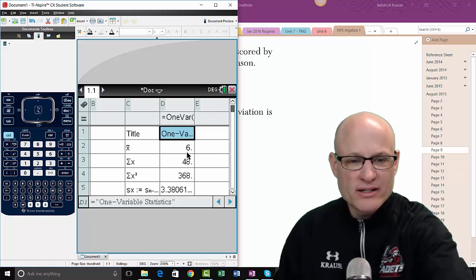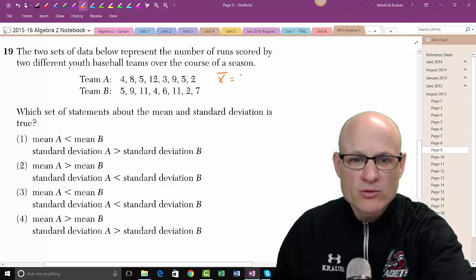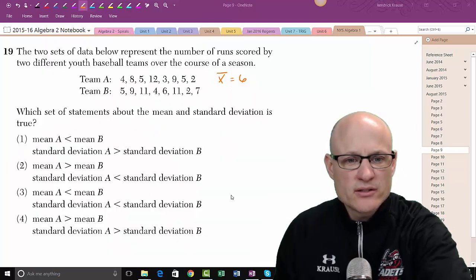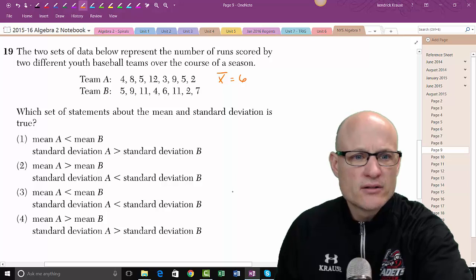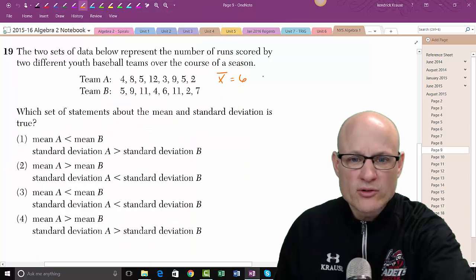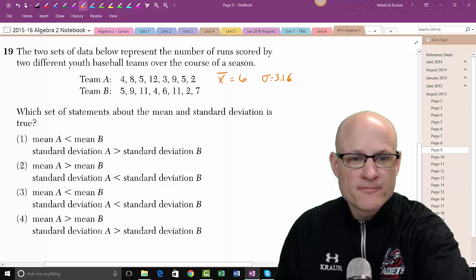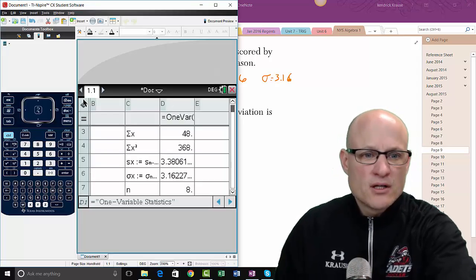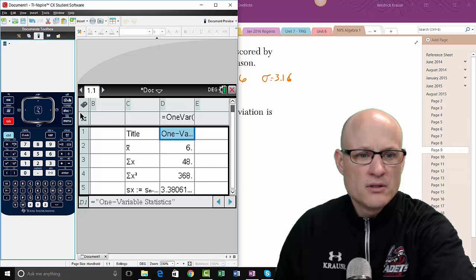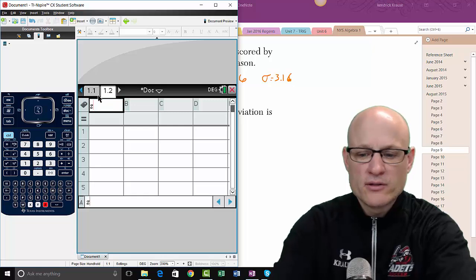So the X bar is 6. So this one has an X bar equal to 6 and a standard deviation. Let's see. Well, these are the population standard deviation, so we have to use 3.16. 3.16, not a sample, so we got to use the population. All right, let's do the next one. Tab. No. All right, we'll call these Z, I guess.